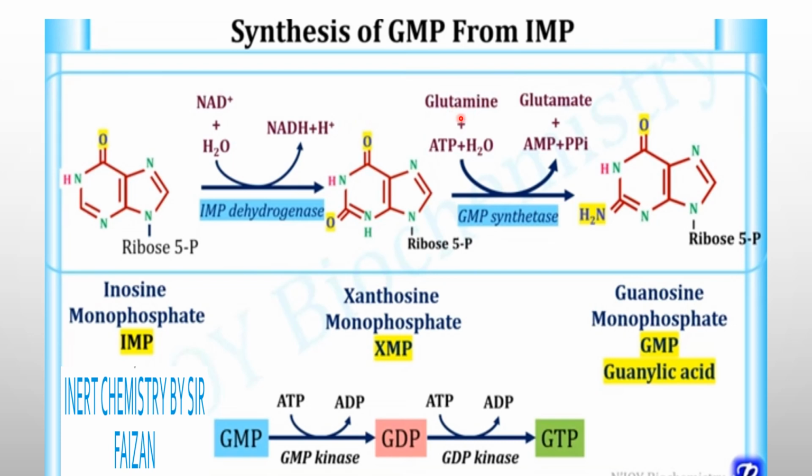Glutamine donates the amino group and is converted to glutamate. In this reaction an ATP molecule is also utilized, and xanthosine monophosphate is converted to guanosine monophosphate by the help of the enzyme guanosine monophosphate synthetase. Guanosine monophosphate is further converted to guanosine diphosphate and guanosine triphosphate.